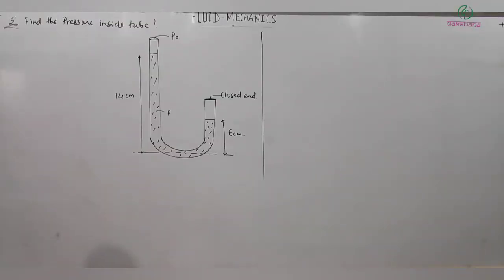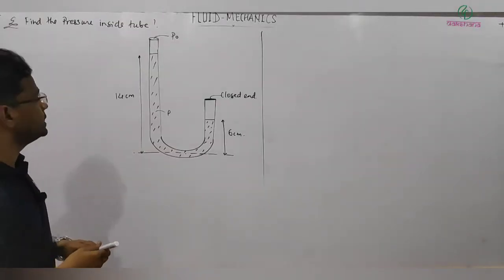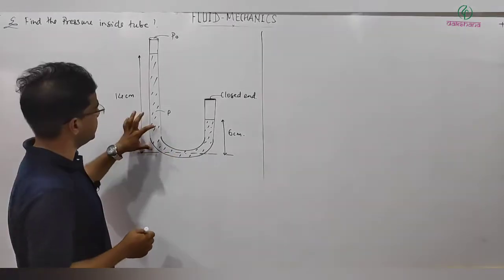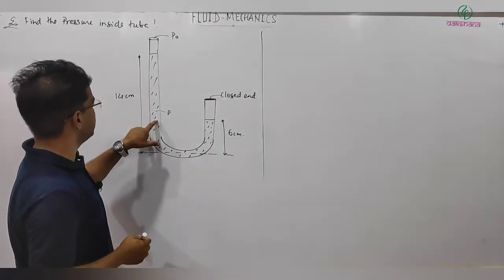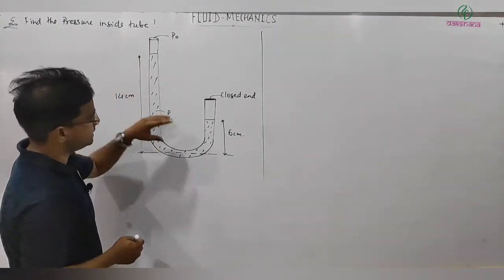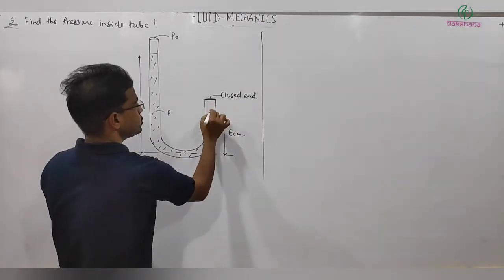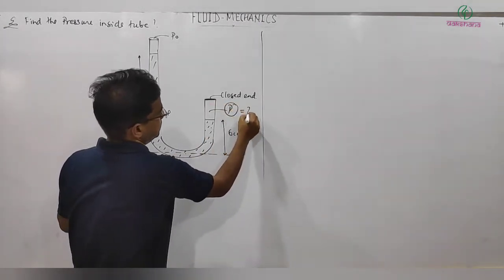Okay, so next problem here, you are asked to find the pressure inside the tube. A tube is given like this, and a liquid of density rho is filled in this arm up to 14 centimeter here, and this end is closed. So here you are asked to find this pressure.